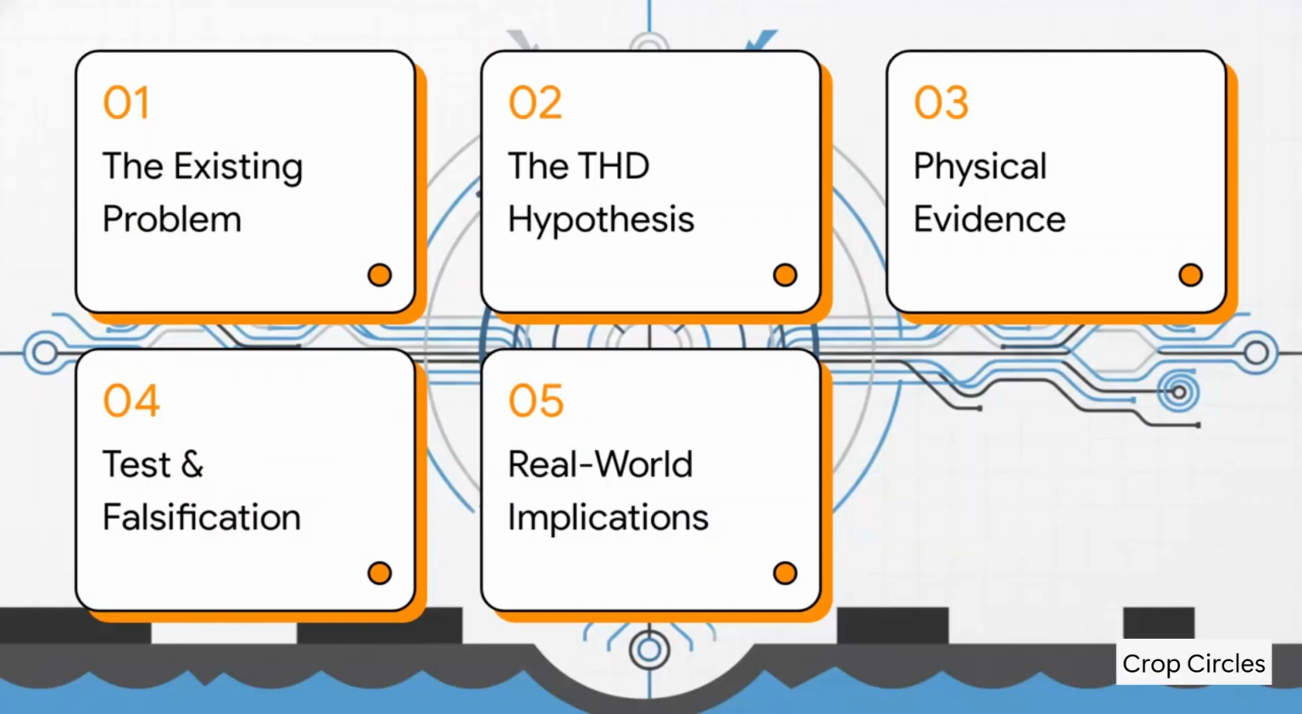So, here's our roadmap for this explainer. 1. The existing problem. 2. The THD hypothesis. 3. Physical evidence. 4. Validation and falsification. And 5. Real-world implications. Let's get right into it.